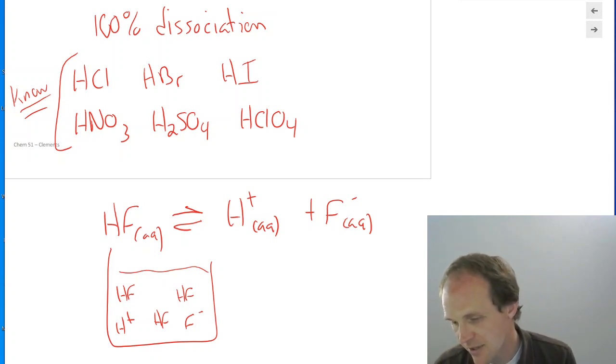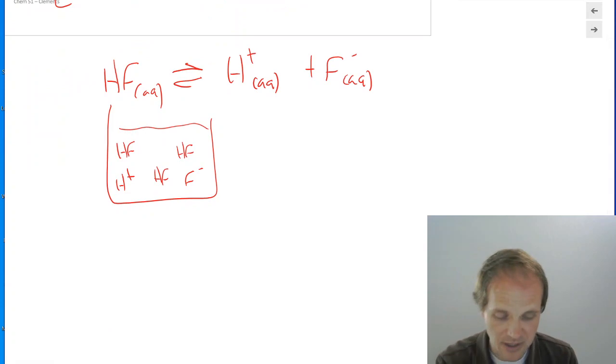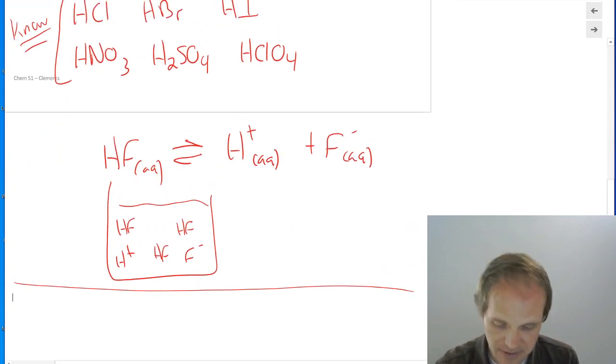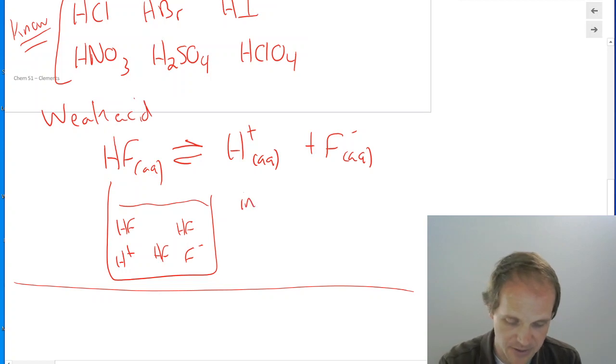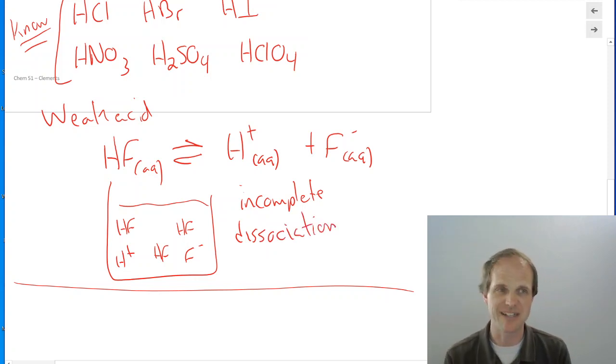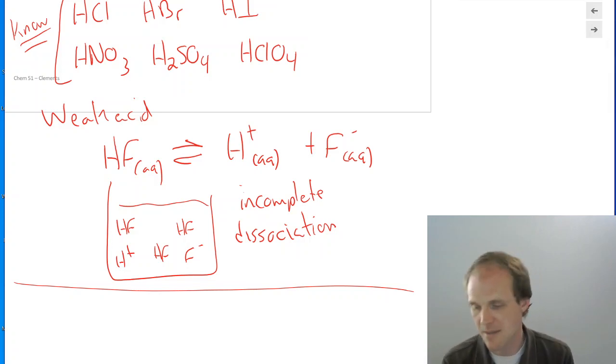All right, so what do we want to do? We also want to talk about bases. Right? Oh, so this, by the way, I should write it, is a weak acid, right? Incomplete dissociation. And in many cases, very, very small amount, right? You're talking 10 to the minus 5, 10 to the minus 7, 10 to the minus 10th, okay? And we'll get to the math of that.